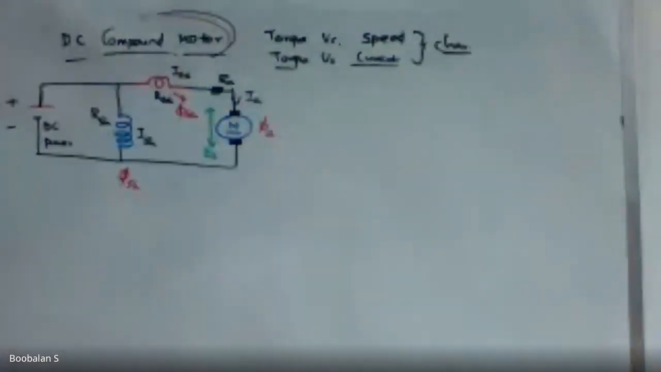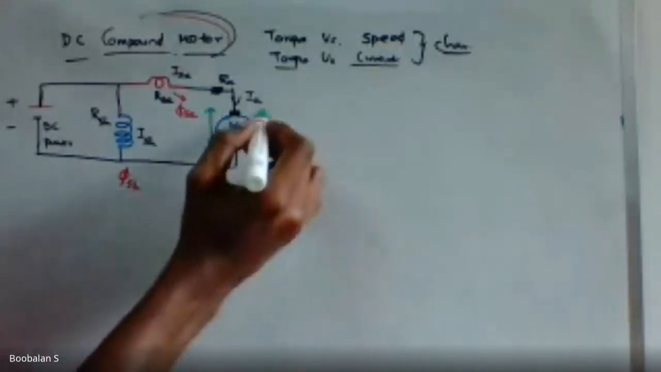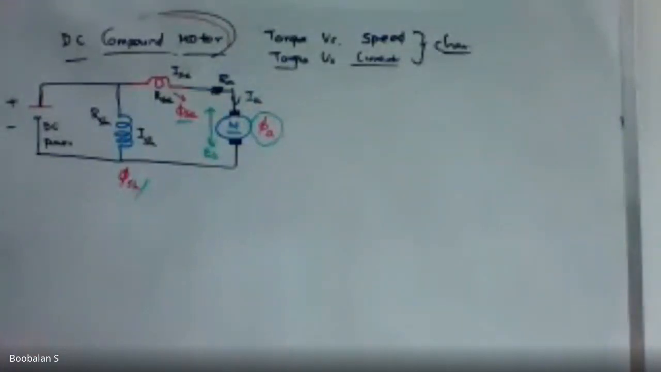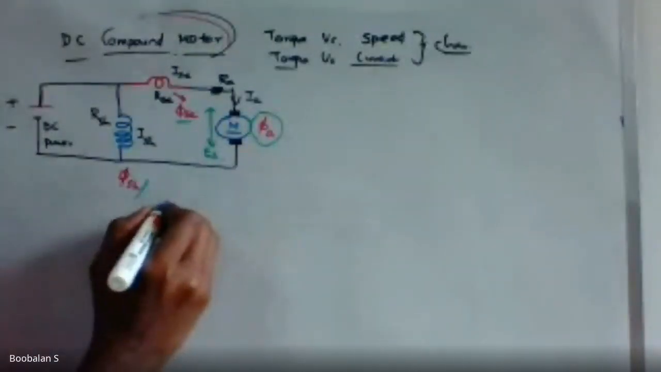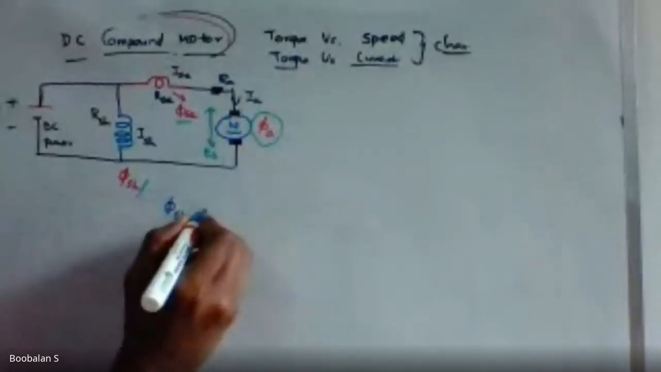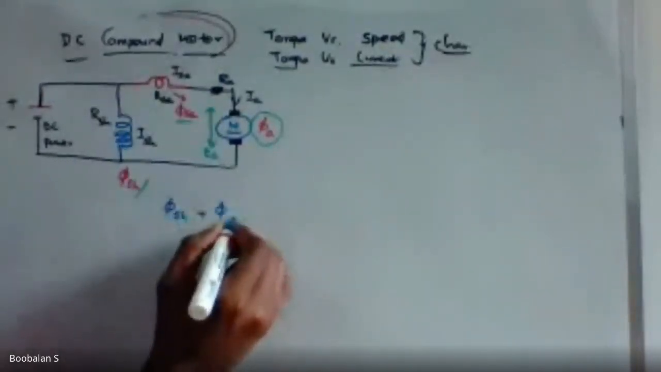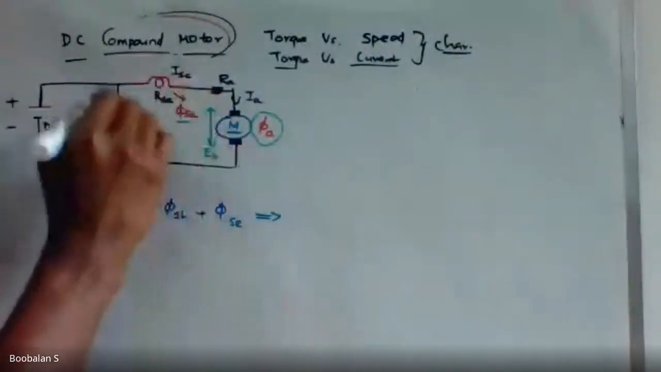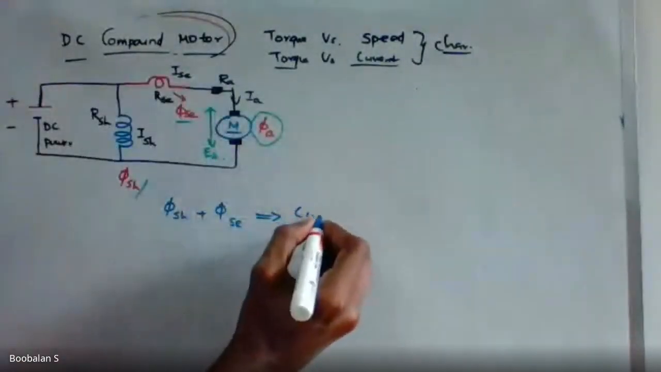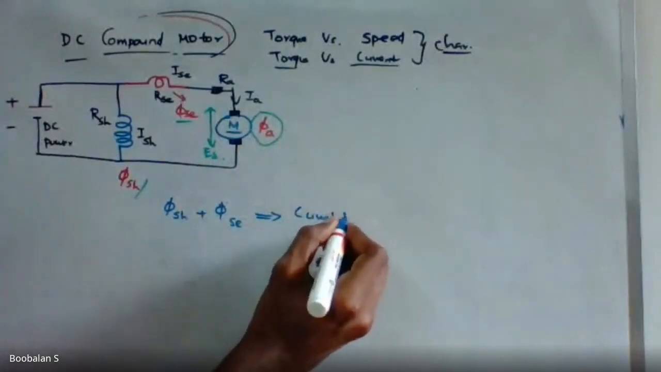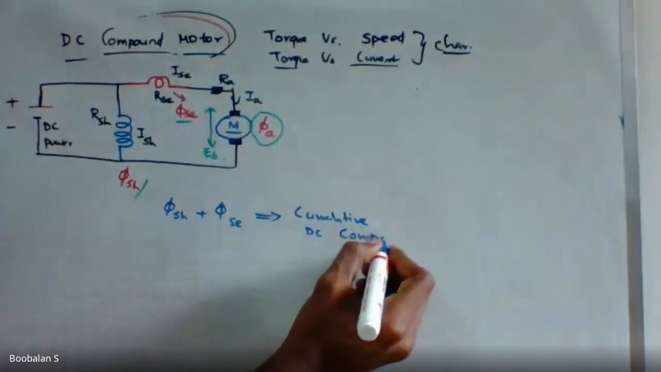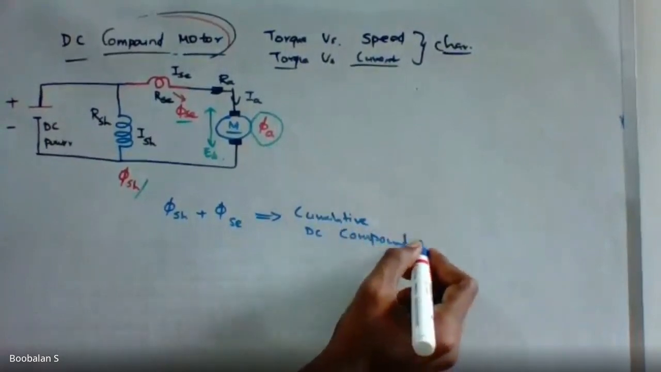So now here we have the main flux phi suffix A and the auxiliary fluxes, these two things, right? In some cases the shunt flux and the series flux are adding together. If the two flux lines add together because of the way the winding is done, that's called a cumulative DC compound motor. Cumulative DC compound motor, right?